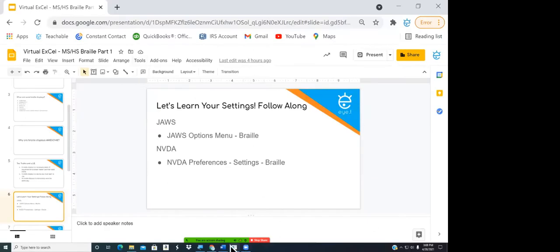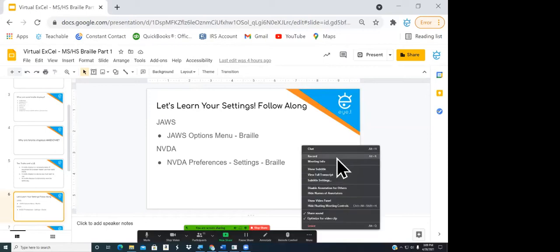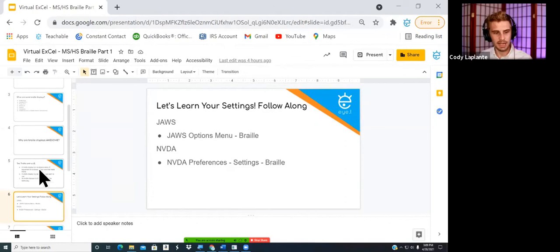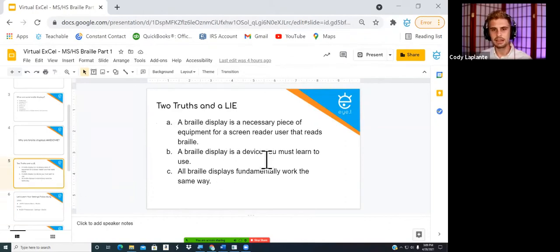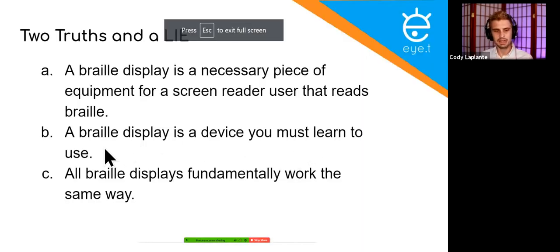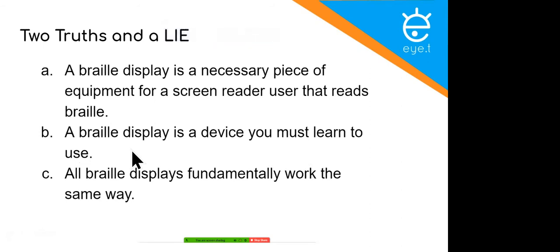Let's see what we got. We have a couple of entries in here that have chosen answer B. Actually, 2 of our live audience chose B as their choice for the lie. I agree. For those of you who said B, I agree. The reason is because a Braille display is not something you need to learn to use, right?